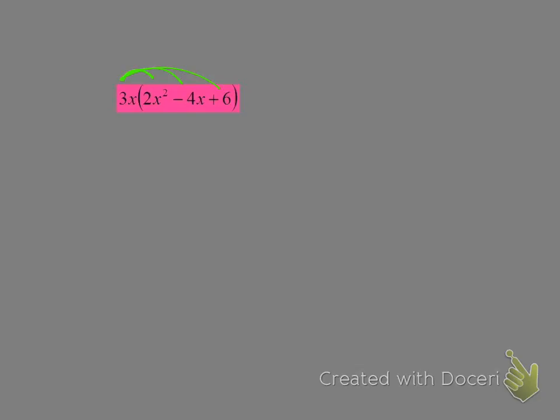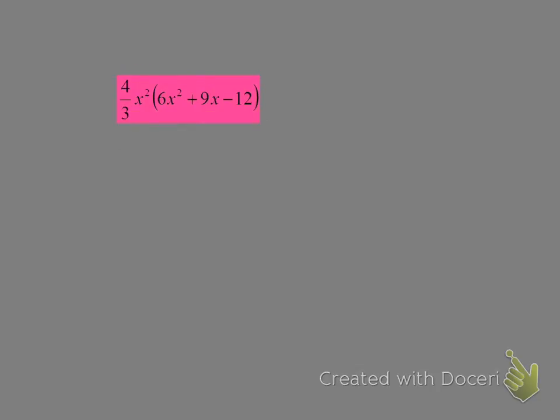So 3 times 2 gives you 6. x times x squared gives you? Good. Minus 3 times 4? 12x plus 18x. Child's play? Yeah, pretty good, right? Pretty basic, pretty easy.